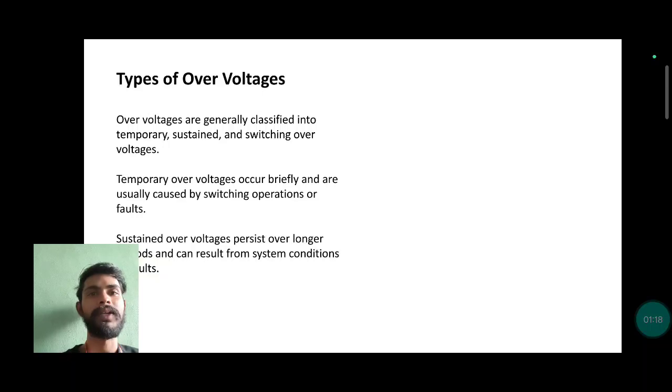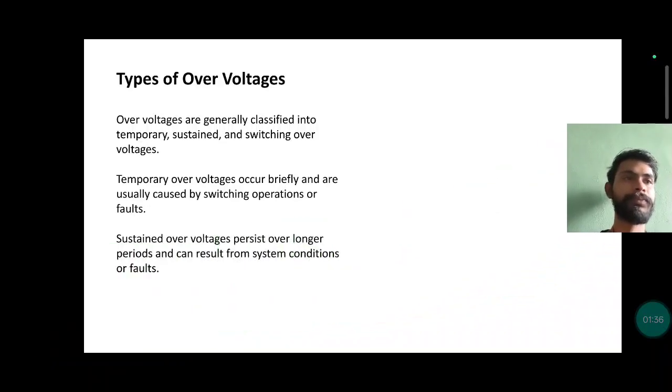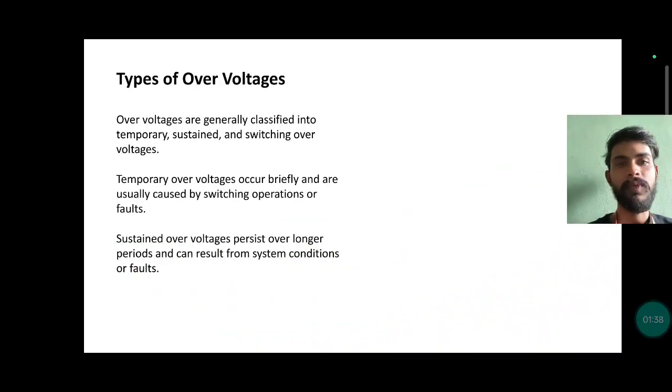Types of over voltages. Over voltages are generally classified into temporary, sustained and switching over voltages. Temporary over voltages occur briefly and are usually caused by switching operations or faults. Sustained over voltages persist over longer periods and can result from system conditions or faults.